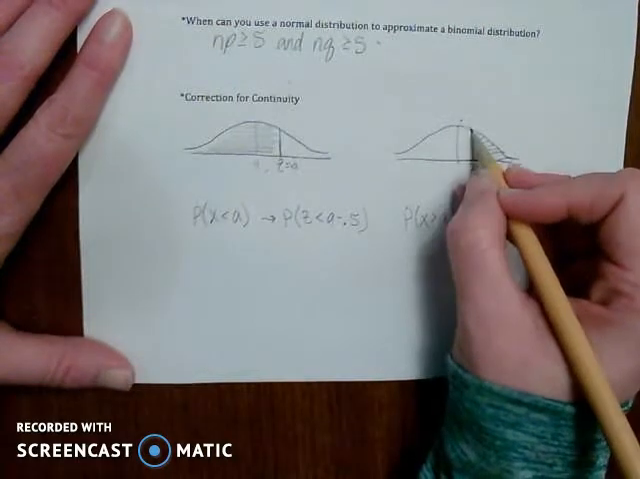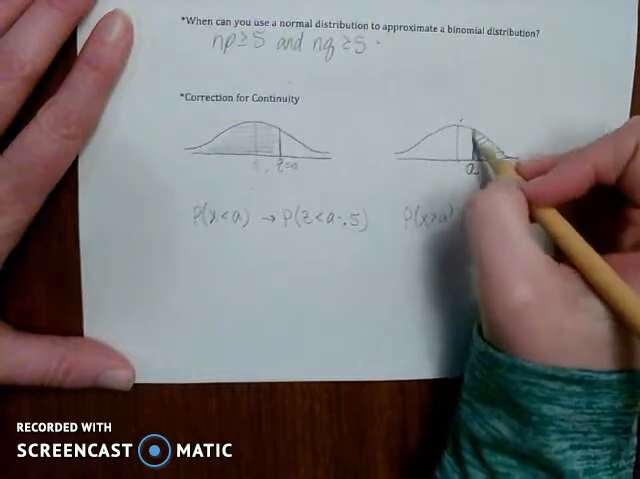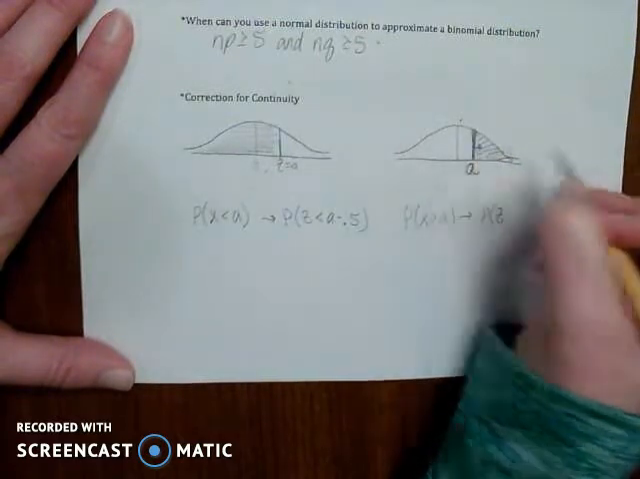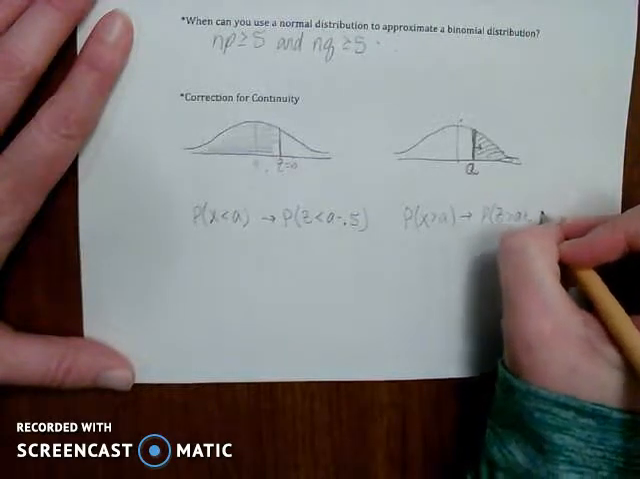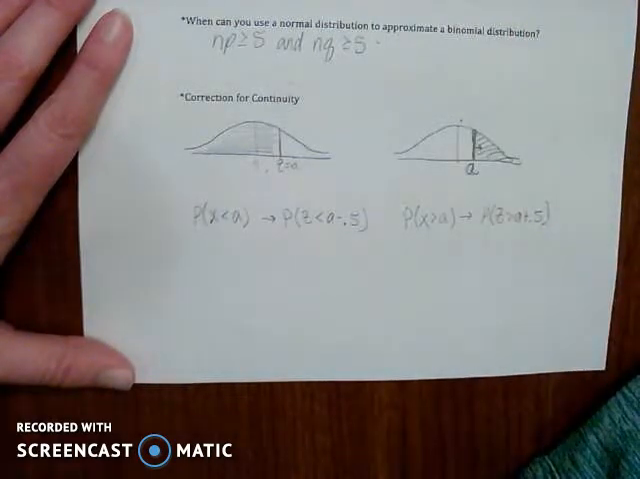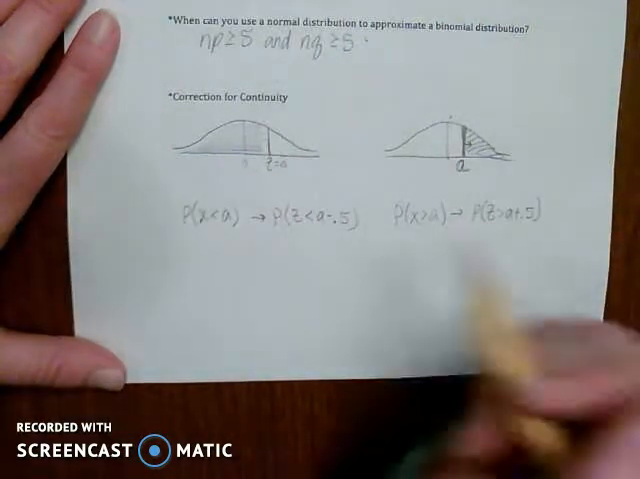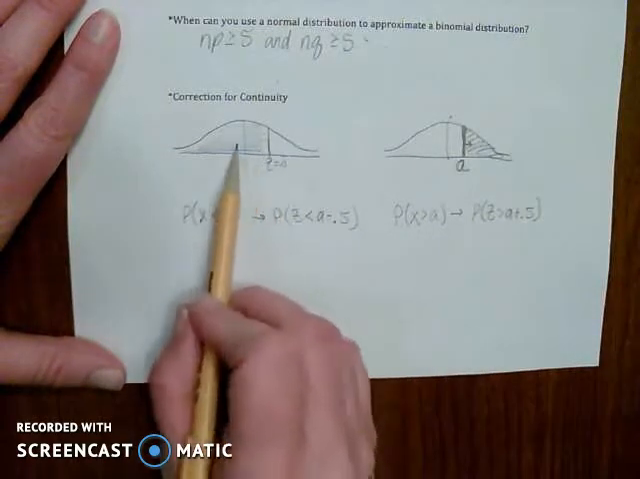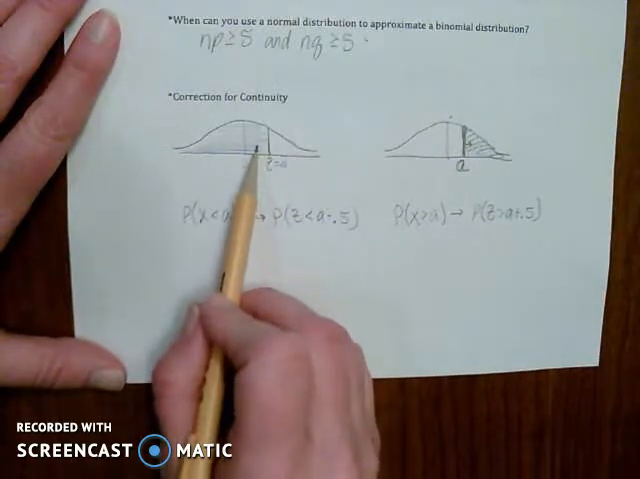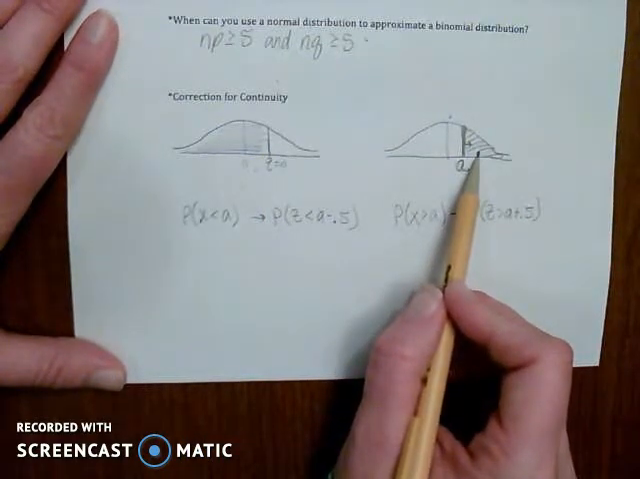Greater than means we don't want to include this number. So this is actually our a value. We don't want to include this, so that means we need to be over here. So we are going to add 0.5 onto whatever our a value is. It all depends on which direction you're going and whether or not you want to include it. If you're less than and you don't want to include it, you need to go to the left. If it's greater than and you don't want to include it, then you're going to have to add 0.5 onto it.